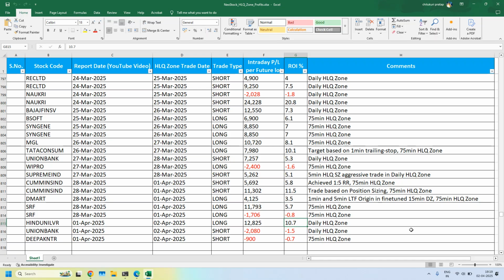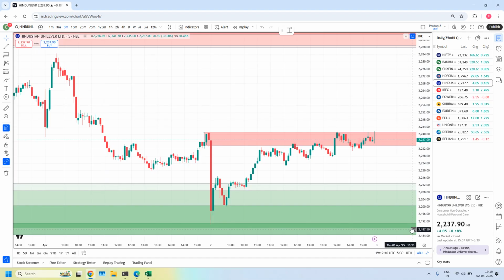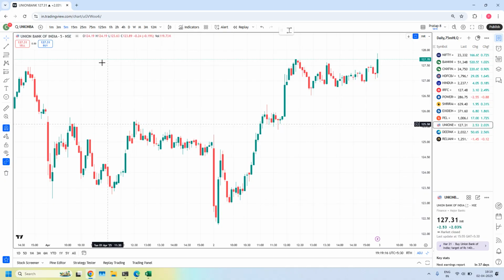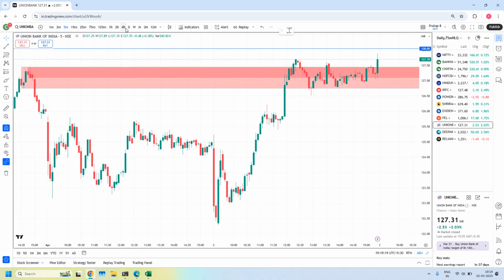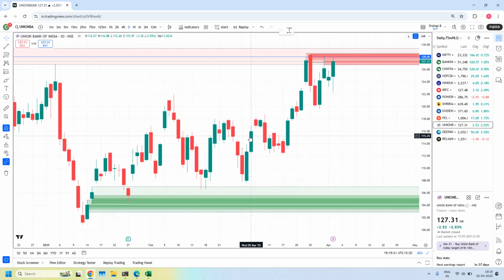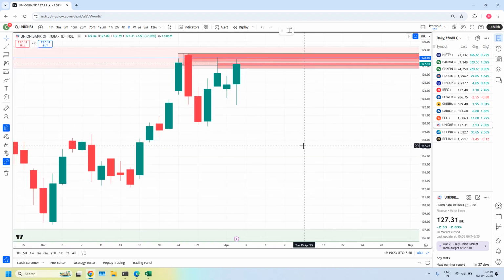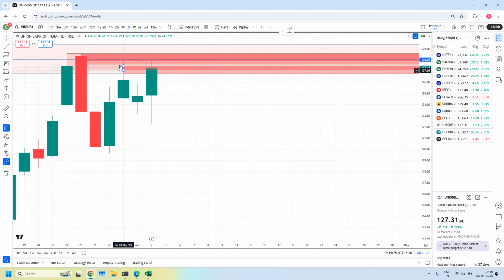The next one, you have two stopped out trades. Second one is Union Bank. This is a daily high liquidity supply zone. This is the daily zone. Actually, previously we got a trade from this zone. Union Bank, we got a trade. Previously we have drawn this blue color line.